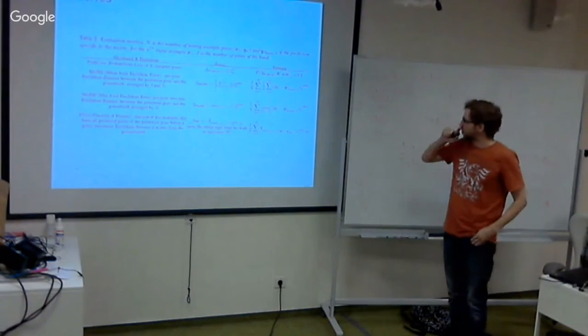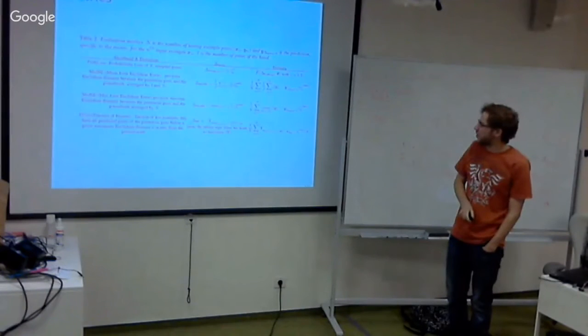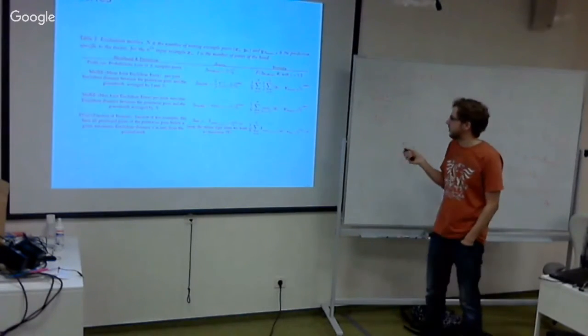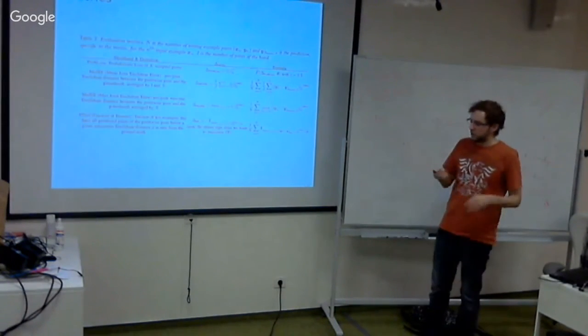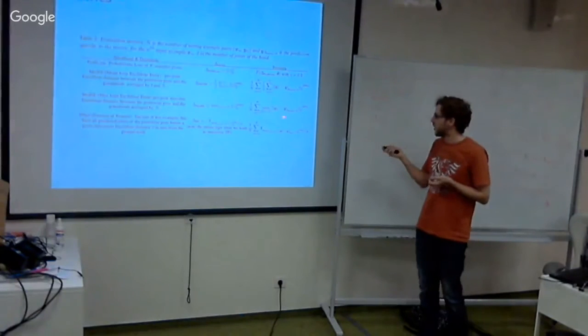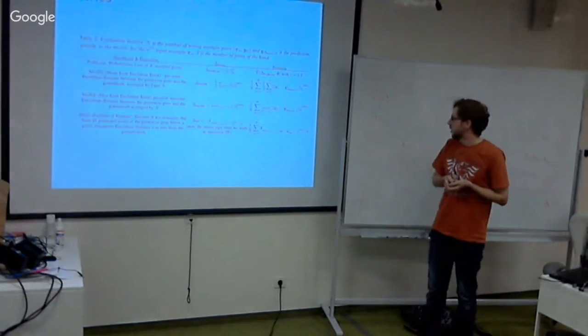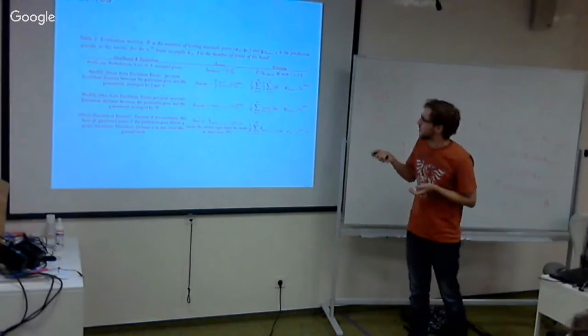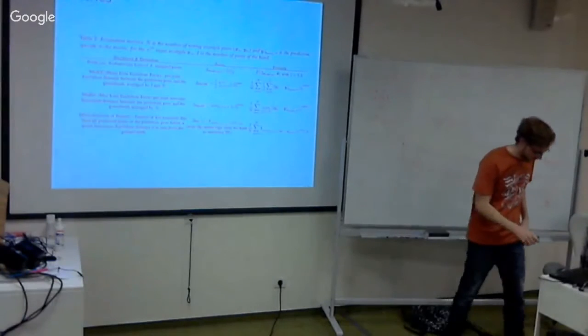So here are practical results. This is a list of quality metrics. These are different metrics. Mean L2 distance between all points in our hand labeling, and the other two things don't matter that much.